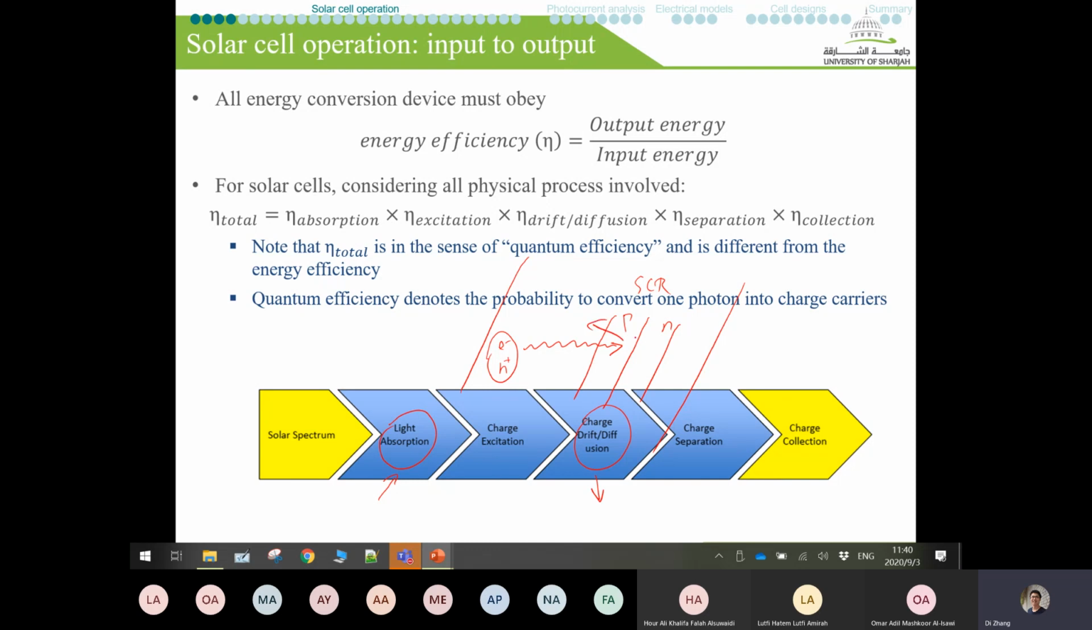And after the separation, holes will go this way, electrons will go this way. But if you have a very large thickness, the problem is that the longer they travel, the less efficiently you can collect them. So the collection efficiency will also drop, because you are sending them over a long distance, and it's very easy for them to get recombined along the way.